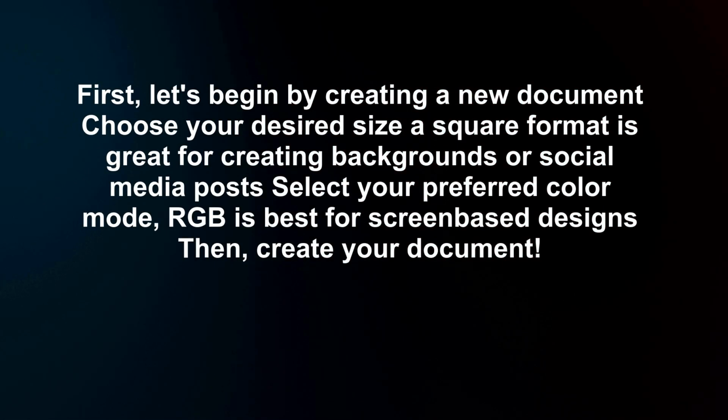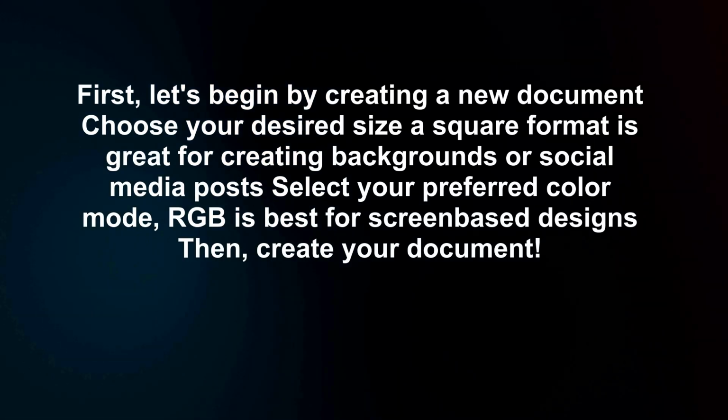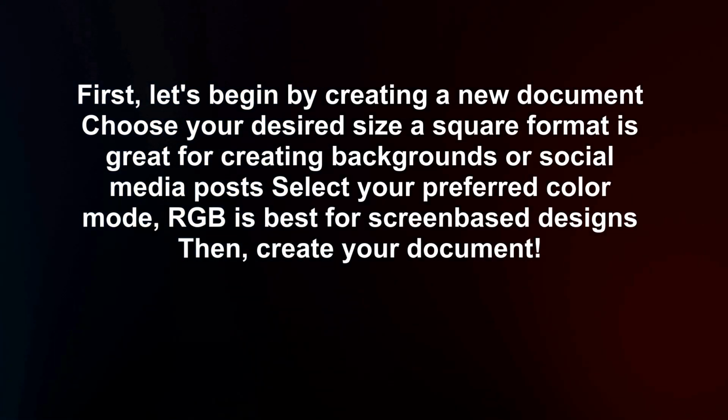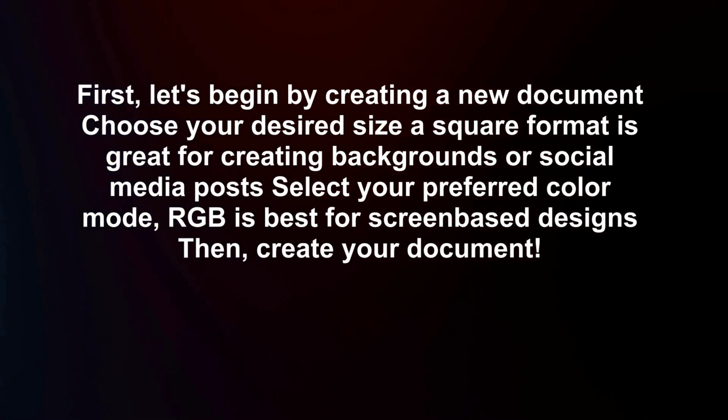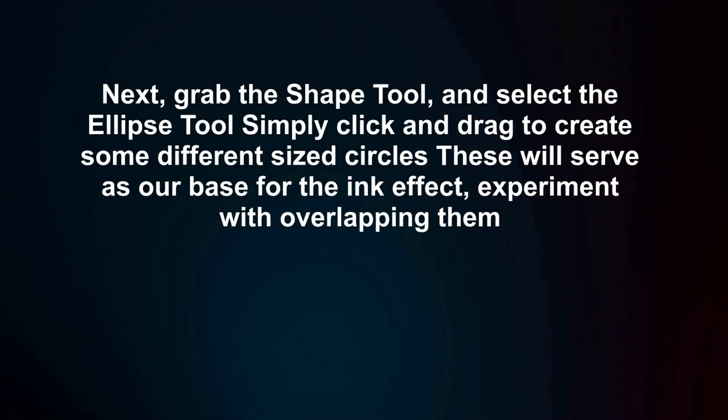Choose your desired size. A square format is great for creating backgrounds or social media posts. Select your preferred color mode. RGB is best for screen-based designs. Then, create your document. Next, grab the Shape tool and select the Ellipse tool.